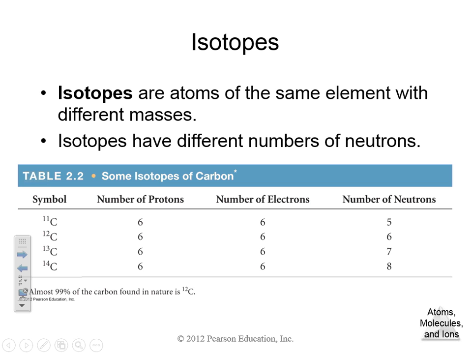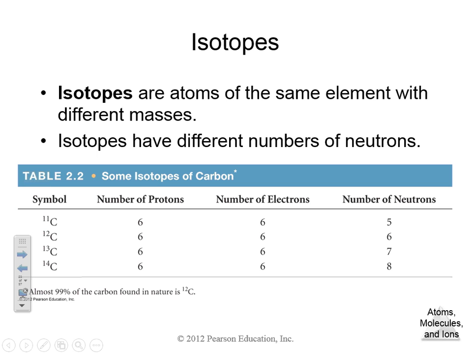Well, the reason is we have isotopes. And isotopes are atoms of the same element with different masses. So they have different numbers of neutrons. So for example, we just said carbon's average weight was 12.01. Well, why is that? That's because there are 4 different isotopes of carbon: carbon 11, carbon 12, carbon 13, and carbon 14. And as you can see by the table, the only thing that differs is the number of neutrons.